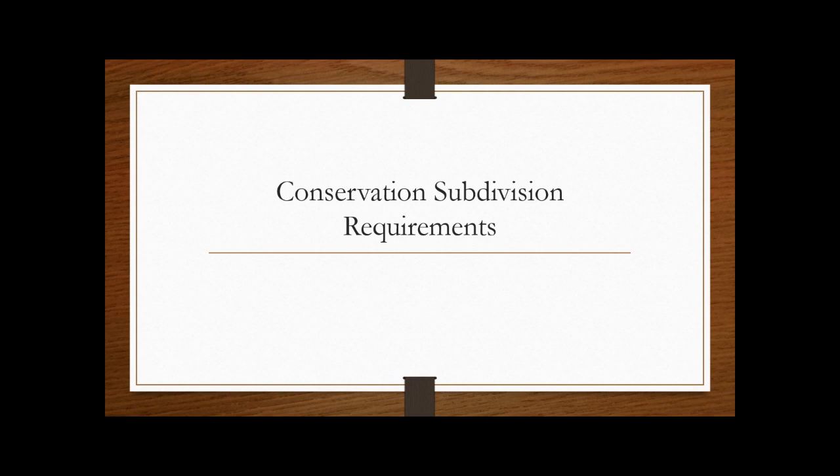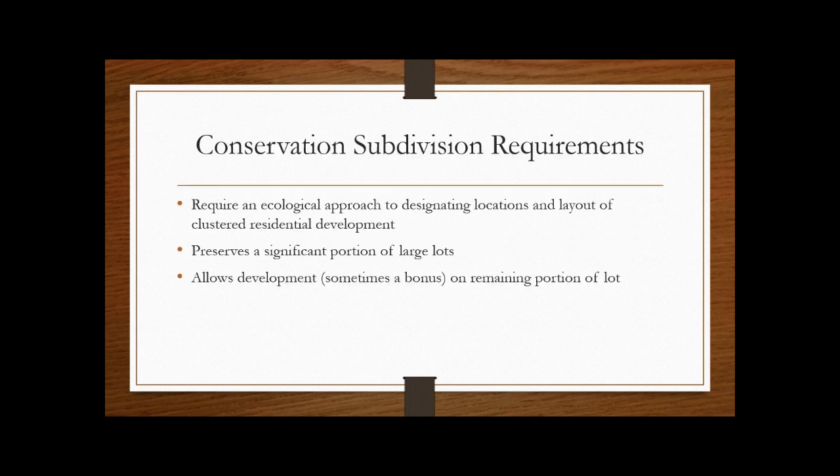The next thing we're going to talk about is conservation subdivision requirements. So conservation subdivision requirements mandate an ecological approach to designing the location and layout of clustered residential developments. I want to be clear that there is a distinction between clustered housing and conservation subdivisions. Clustering is just putting houses on small lots and having some land left over. A conservation subdivision, you do that, but to get to that point, you start with an ecological evaluation of the site. You start with the areas that should be preserved based on their ecological significance, and that drives the areas that are allowed development in the future. So it's not the same as just simple clustering.